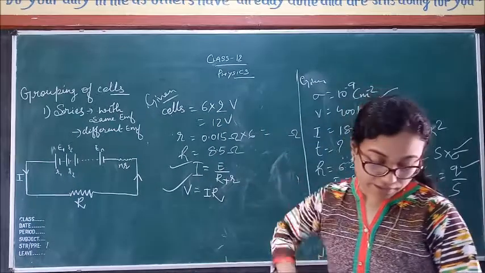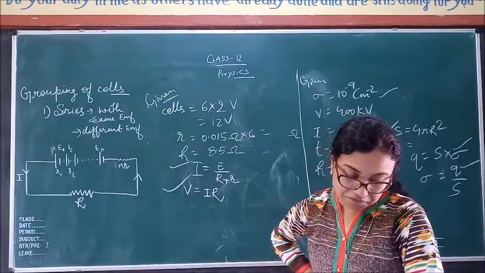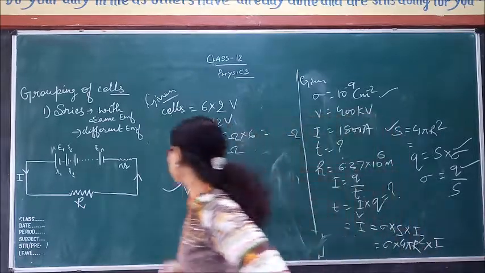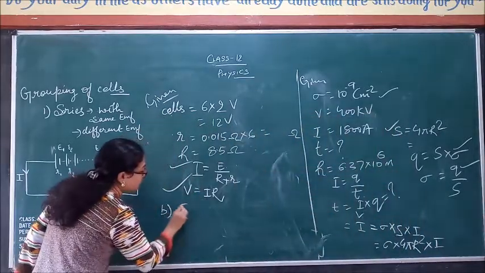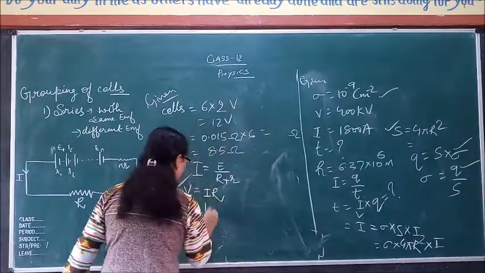Ab iska second part kya bolta hai? A secondary cell after long use has an EMF. Abhi for the second part EMF kitna bol raha hai student? That is EMF is 1.9 volt.